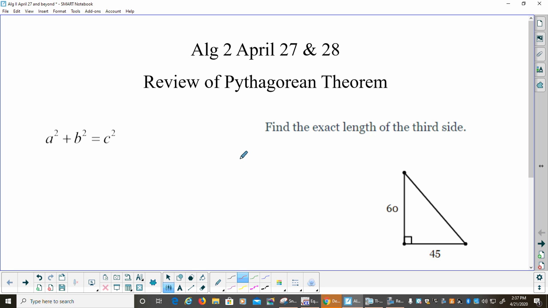You guys are going to be starting trigonometry, and the first thing that we're going to do is go back and review how to do the Pythagorean theorem, because you'll need this when you're doing the trig. Remember, the Pythagorean theorem is a squared plus b squared is c squared, as you can read.